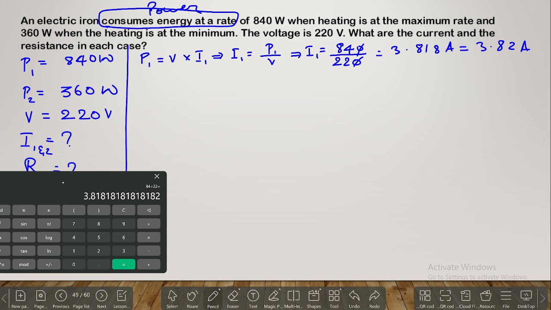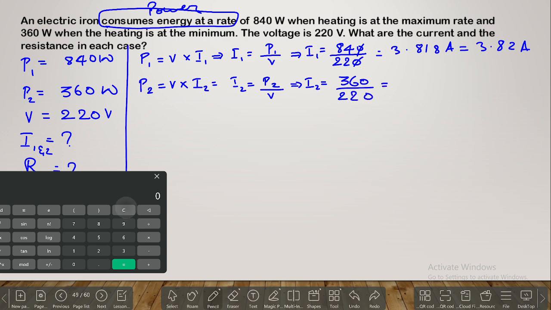Like that we will calculate the current at the minimum rate. So P2 is equal to V into I2. So I2 is equal to P2 by V. What is the value of P2? 360 by 220. So 360 divided by 220, it's going to be 1.636 ampere, or we can write it as 1.64 ampere.